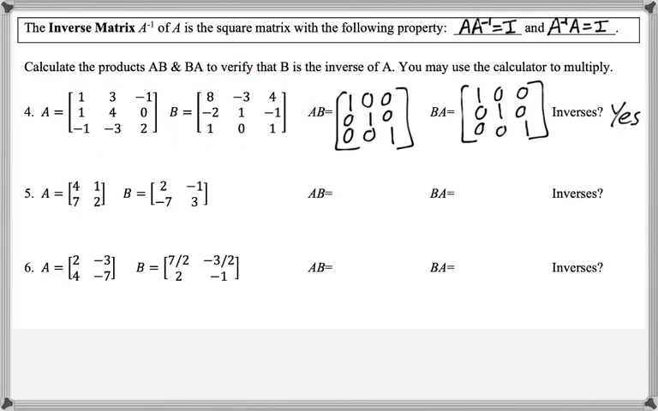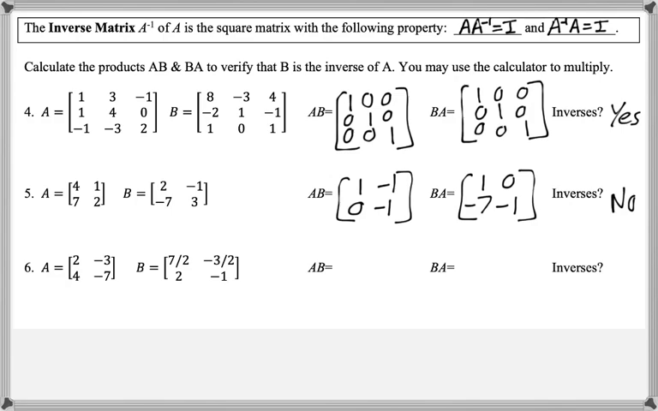If we do the same thing on question 5, we get 1, -1, 0, -1 for AB, and we get 1, 0, -7, -1 for BA. So these are not the identity matrix. So no, the original A and B are not inverses.